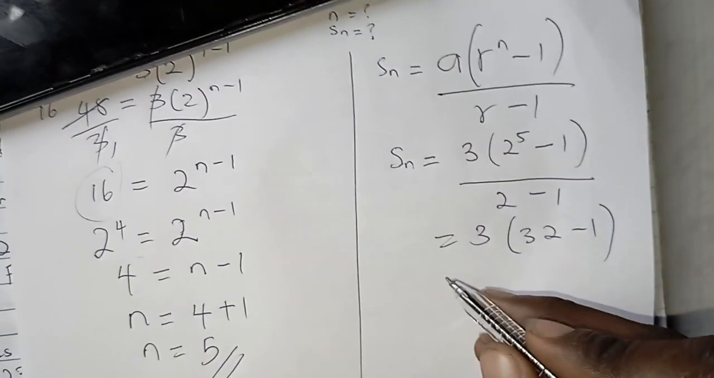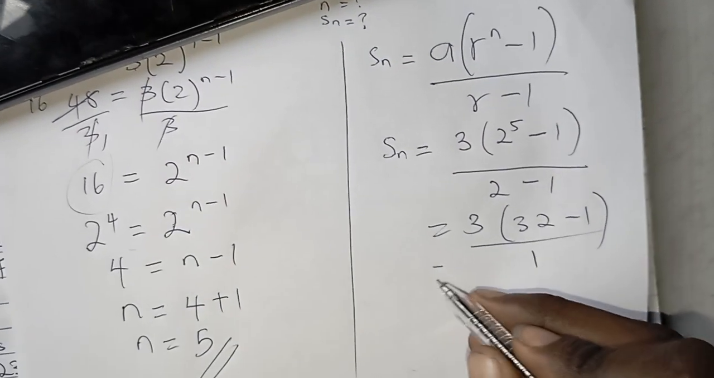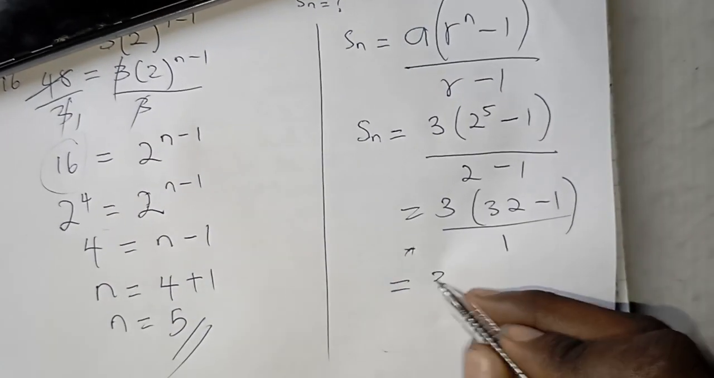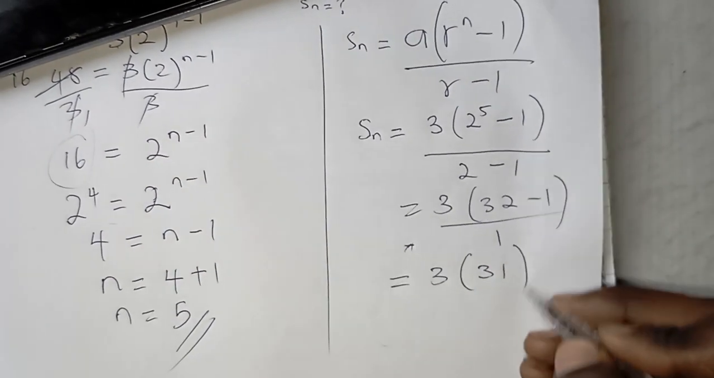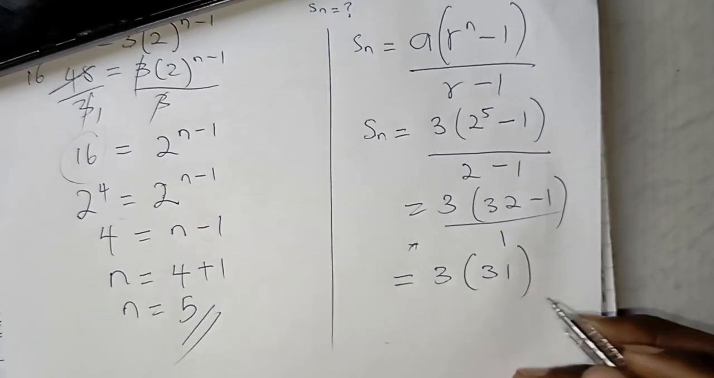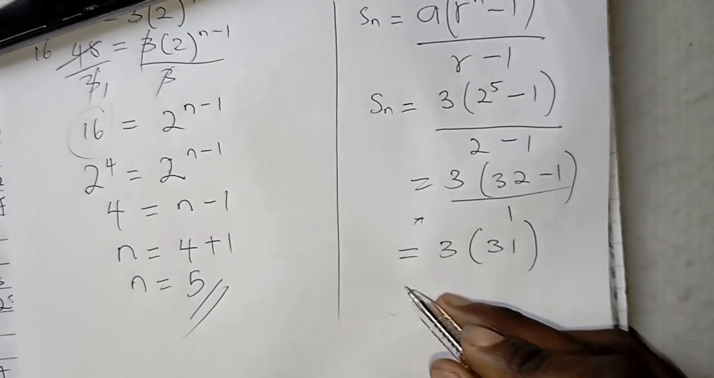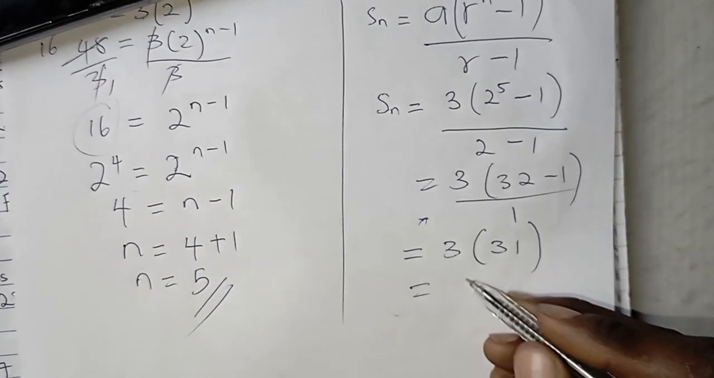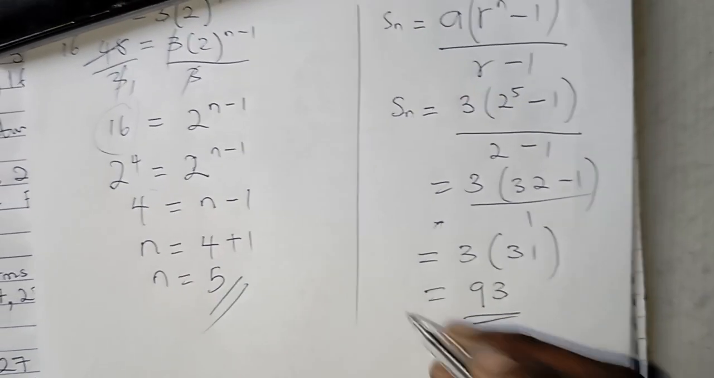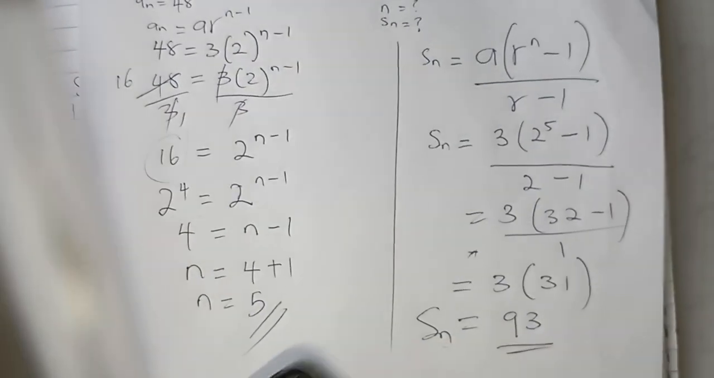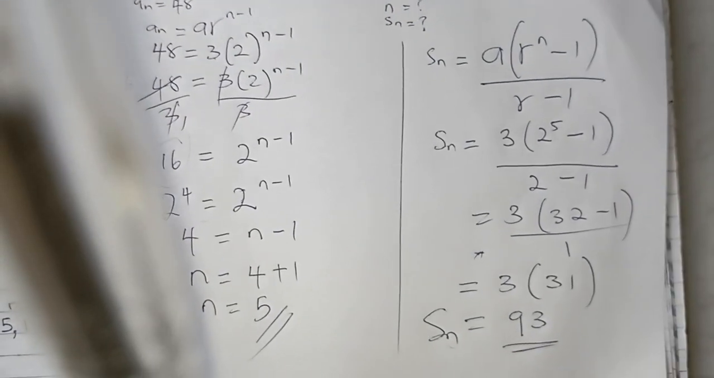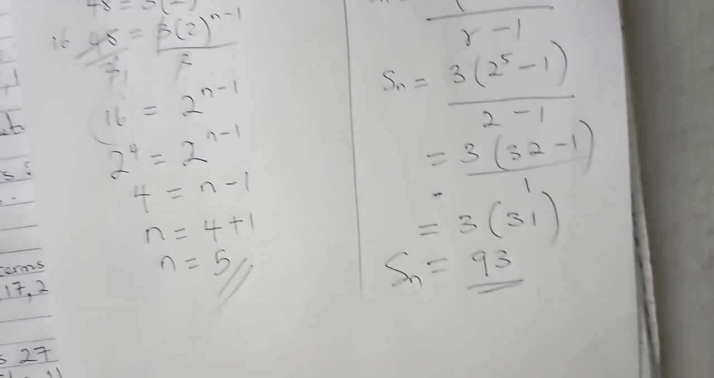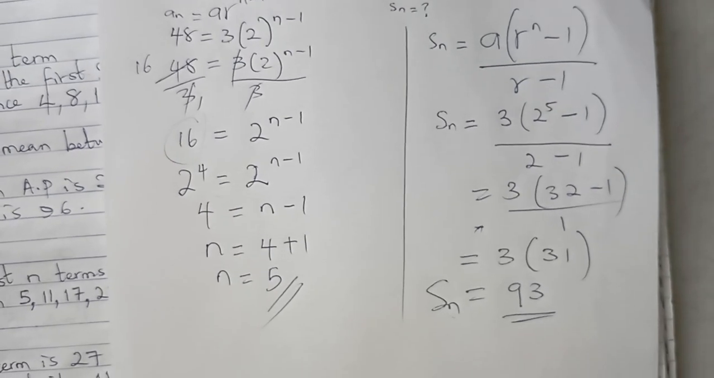So 32 minus 1, this is all over 1. So this is equal to 3 into 31. Anything over 1 is itself, and that gives us 93. So the sum of the n terms is simply 93. So let's move to the next one.